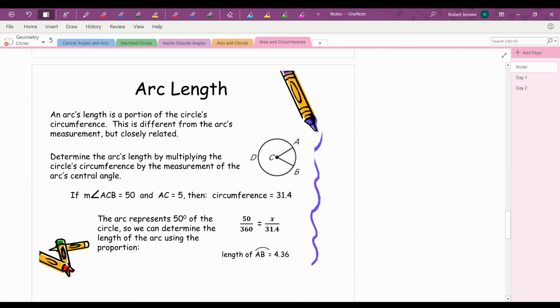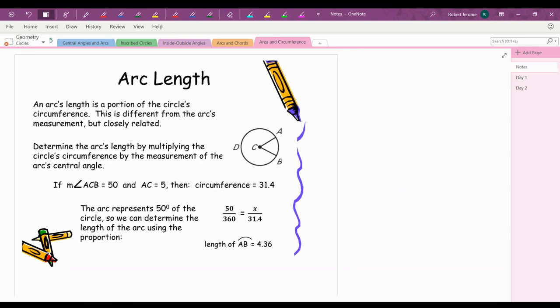So the first thing we're going to talk about is arc length. So we know that an arc is part of a circle. And so far, we've been measuring the arc in degrees. The measurement of the arc equals the measurement of the central angle. And that's not going to change. Now, what we're trying to talk about is the length. How far is it in inches or yards or miles?